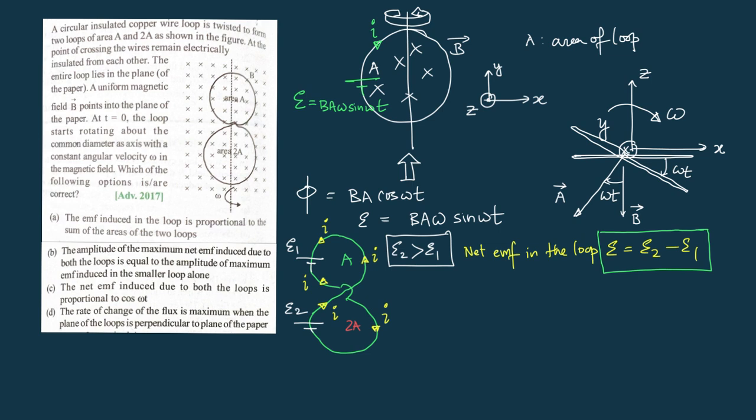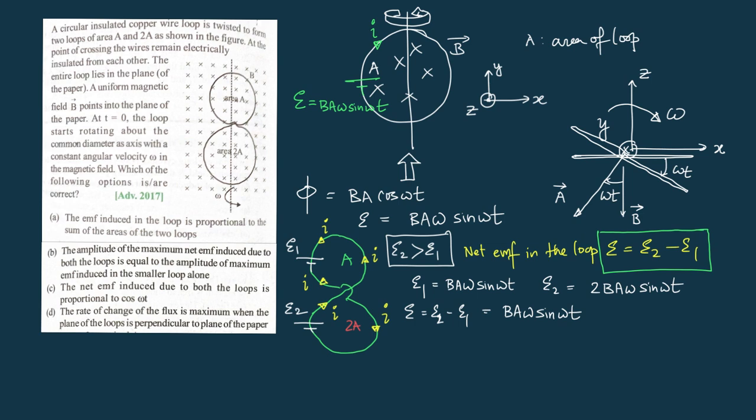So here, what's E1 equal to? E1 is equal to BA omega sin omega t, and E2 is equal to B into 2A omega sin omega t, so it becomes 2BA omega sin omega t. So this net EMF, E2 minus E1, is equal to, again, BA omega sin omega t. So let us look at the options.